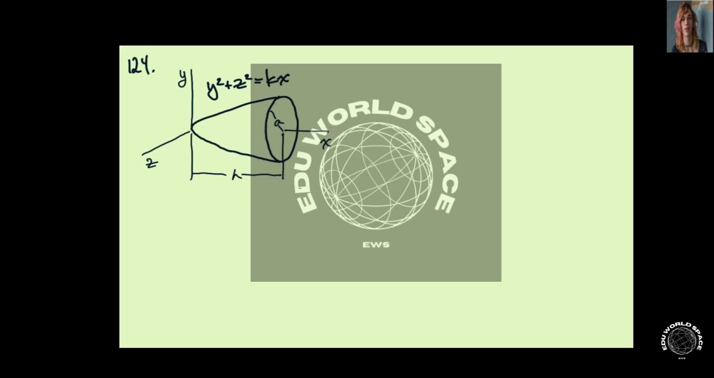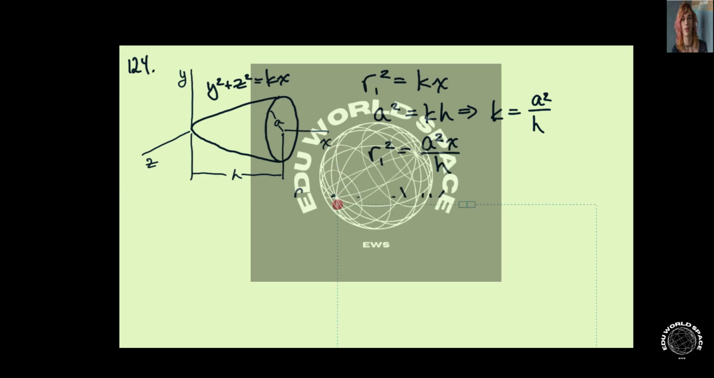And so we can write this in terms of a function. The radius squared is kx, and that's a function of x. Now we can figure out that k equals a squared over h just by knowing that the radius is a when x equals h. And so the function that describes the surface is R1 equals a times the square root of x over h.